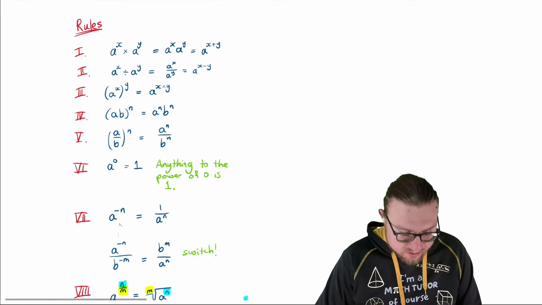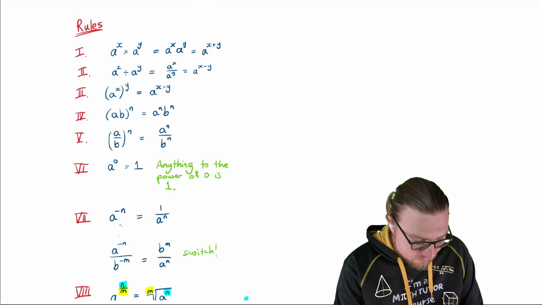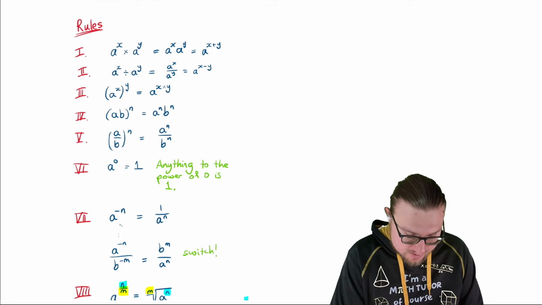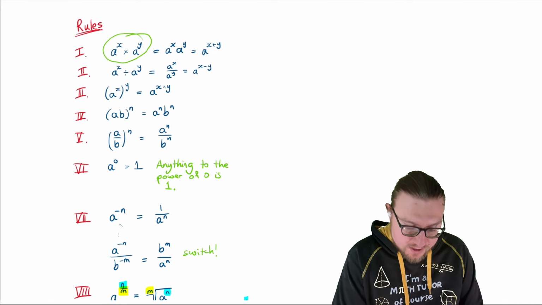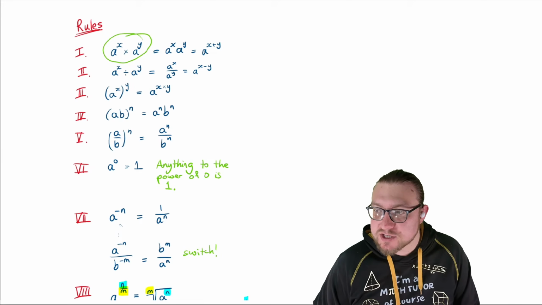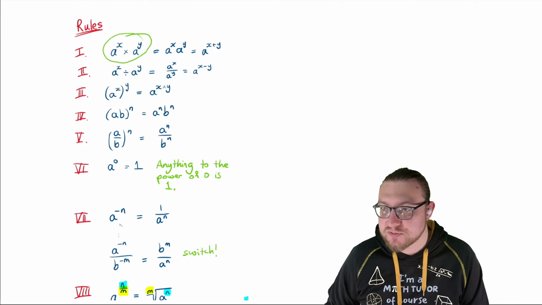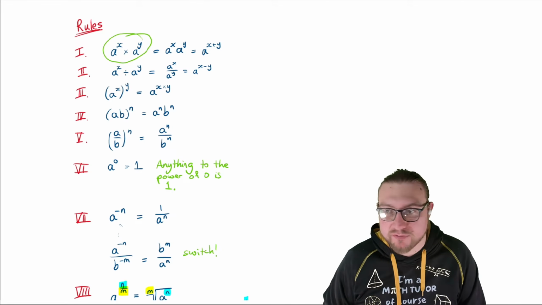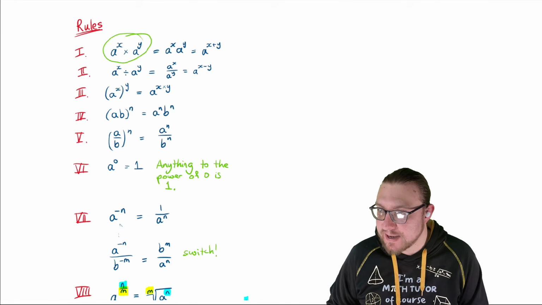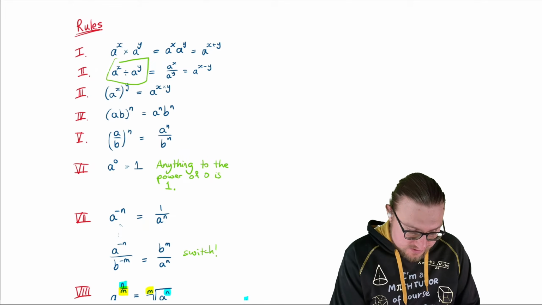I've kind of written them all down already, so we don't sit here for ages writing them down. But I just want to quickly remind you of most of them. So in the top here, we have the rule when you multiply things together with the same base. And here a is the base and x and y are the powers. So they need to have the same base. If they don't have the same base, this doesn't work. So we have a to the power of x times a to the power of y. What we do is we add the powers together, so it's x plus y.